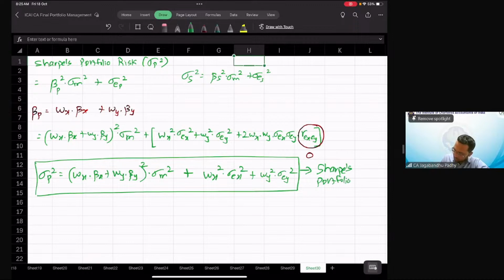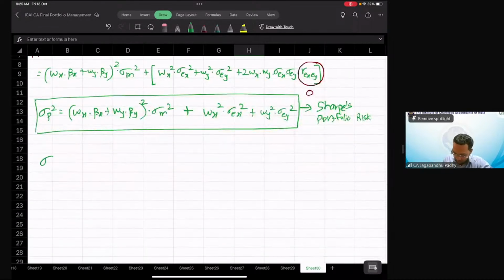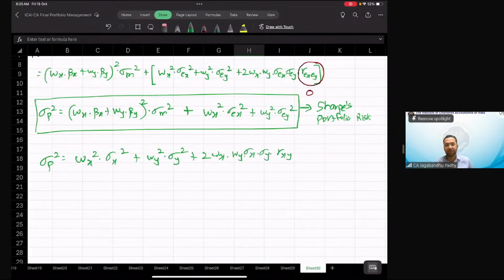So this is Sharpe's portfolio risk formula. And if I contrast it with what has been given by Markowitz, that is weight of x square into variance of x plus weight of y square into variance of y plus 2 into weight of x, weight of y, standard deviation of x, standard deviation of y, and correlation between x and y. This was given by Markowitz.